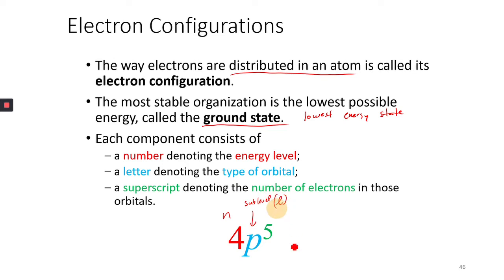Remember, which is L. And the 5 tells you your number of electrons. So if I wanted to do my 4 quantum numbers for 4p5, N would be 4. L, remember L: 0, 1, 2, 3 are S, P, D, F. So we have P, so L is 1.